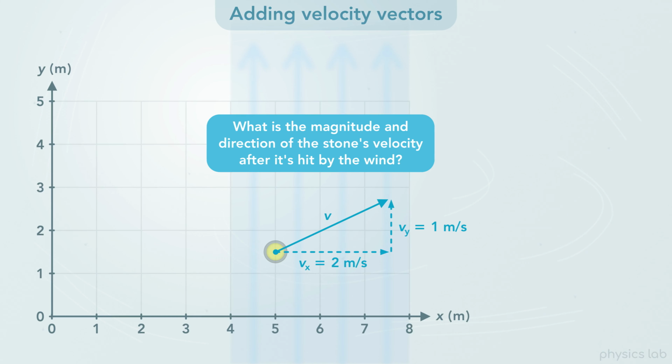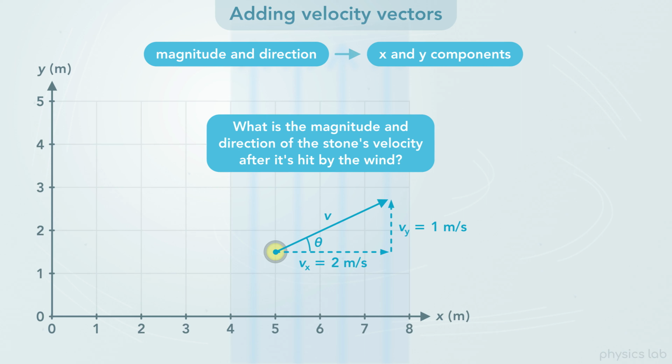But what is the value, or the magnitude, of this new vector v? How fast is the stone moving after it's hit by the wind? And what's the angle of the velocity vector? Earlier, we used the magnitude and direction to find the x and y components. Now, we're going to use the components to find the magnitude and direction of the vector. Let's find the magnitude first.